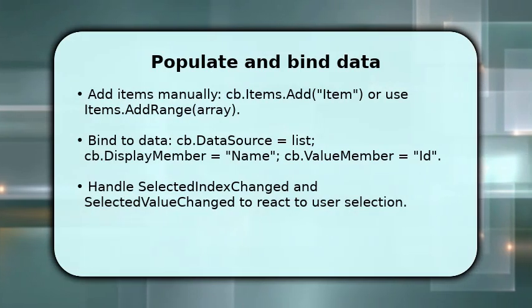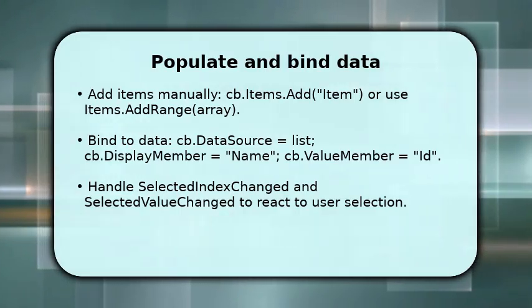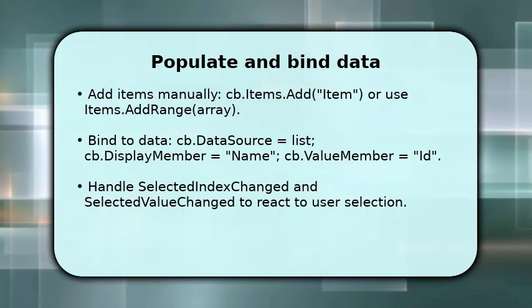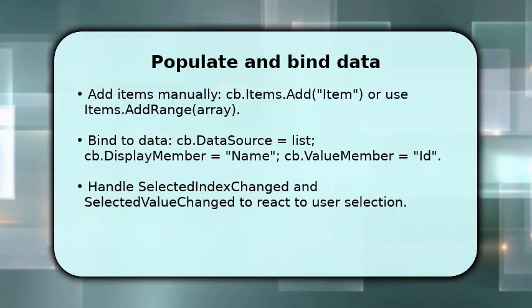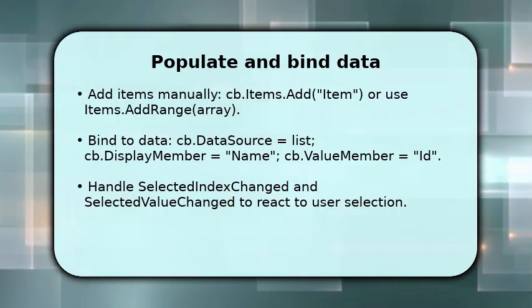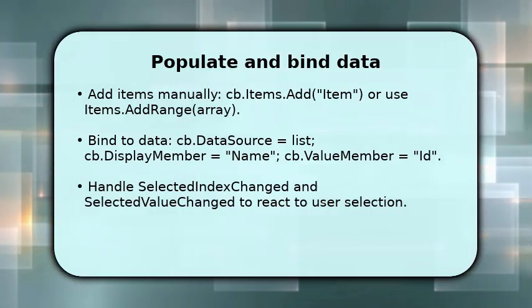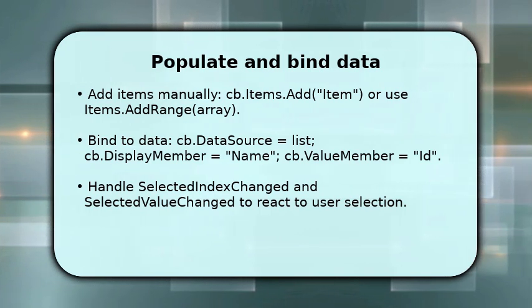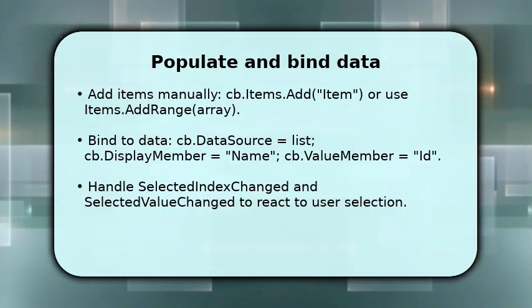Next, populate the combo box and wire selection handling. You can add items manually for small sets or call items.AddRange for arrays. However, binding to a data source is cleaner for dynamic data. Set data source, display member, and value member so the control shows friendly text while keeping underlying values. Once done, subscribe to selected index changed and selected value changed to update UI or process selections. Make sure to call CB.Refresh or reset data source when the underlying list changes so the combo box stays synchronized.